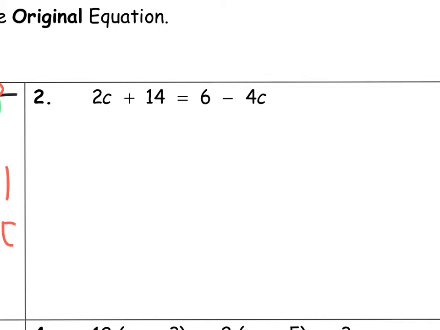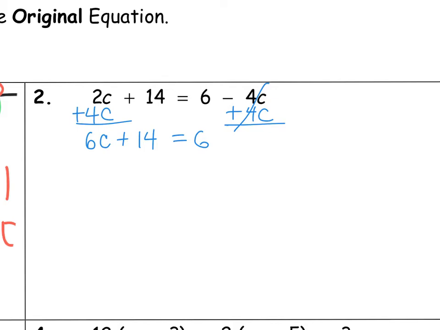Because I have a negative 4c over here, I want to cancel out this negative 4c, so I can add 4c to both sides. So negative 4c plus 4c cancels out. 2c plus 4c is 6c. I still have my plus 14. I still have my equals, and I bring down my 6.